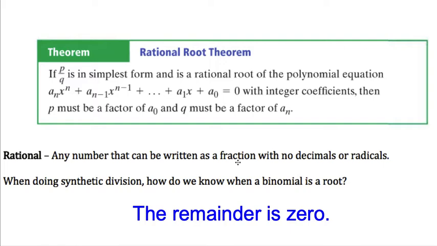So we're going to be focusing on synthetic division here a lot. And when you're doing synthetic division, just remember that we know the binomial is a root when we get a remainder of 0. So that's another thing we have to remember from previous sections. So now we're going to jump into an example.